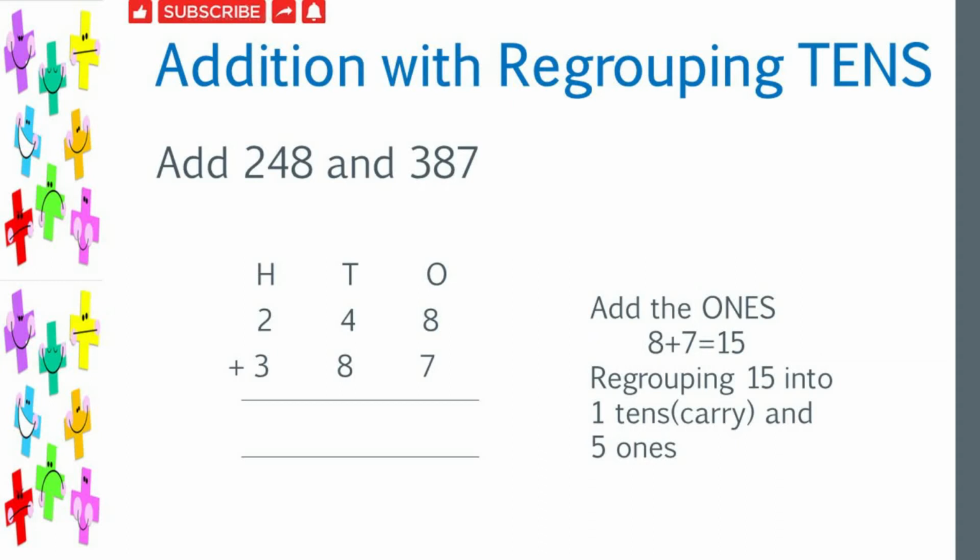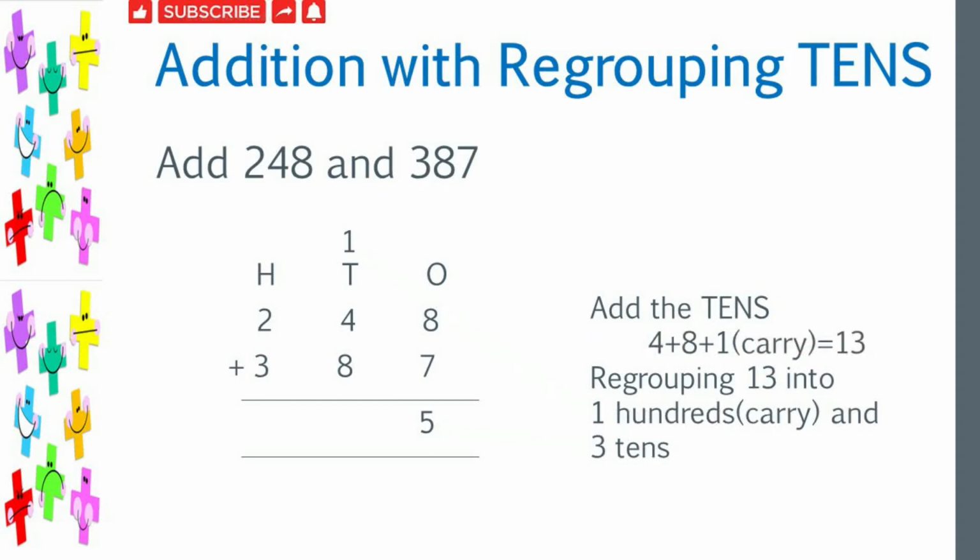Regroup 15 into 1 tens, that is carry, and 5 ones. We will write 5 in ones column and 1 as a carry at tens place. Now let's add the digits at tens place. 4 plus 8 plus 1, which is a carry.